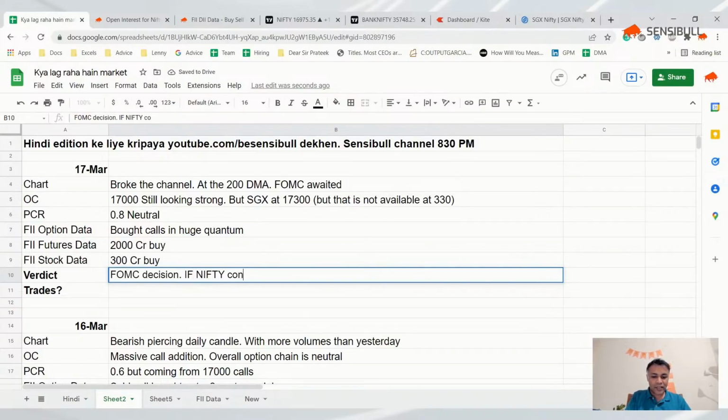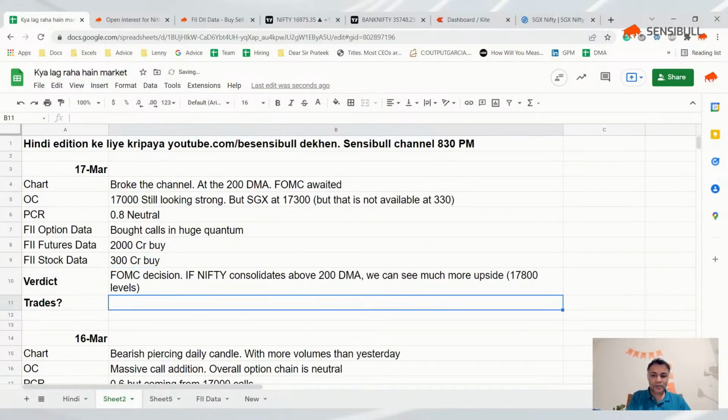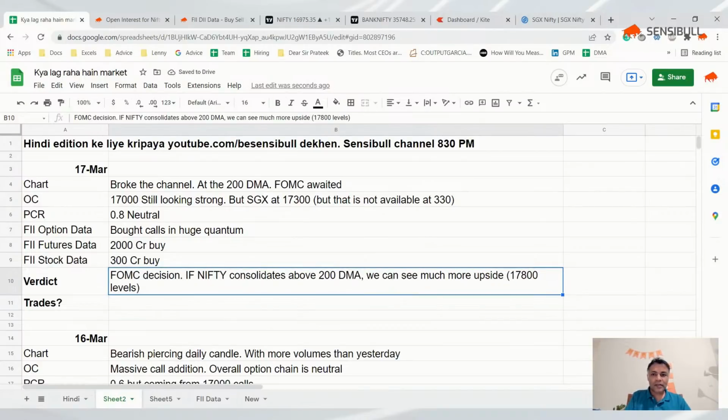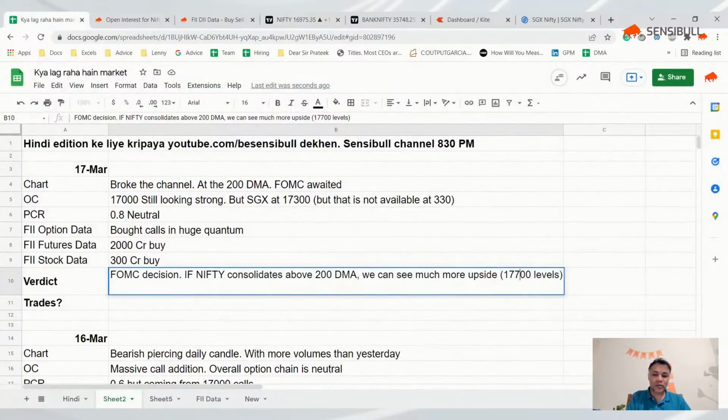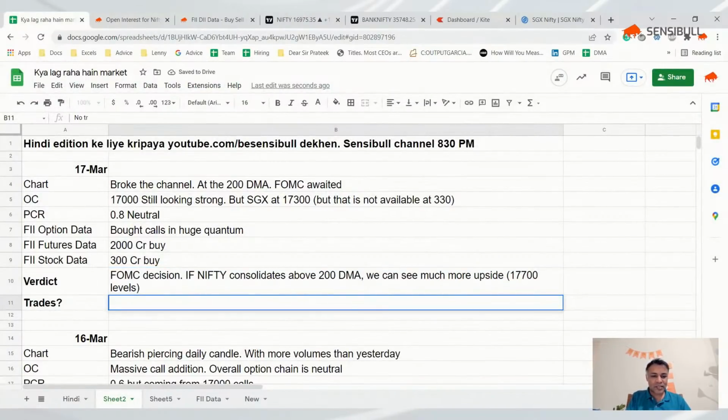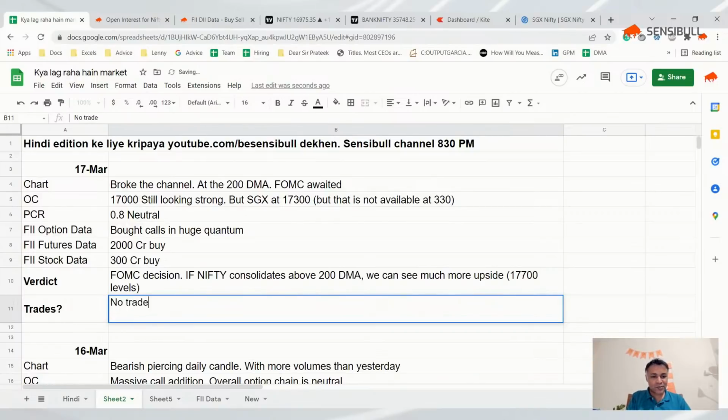If Nifty consolidates above 200 DMA, we can see much more upside, maybe 17,800 levels, or let me just double check that. Yeah, this is 17,630. Yeah, 17,700 levels can happen if it consolidates above 200 DMA, right? Finally, trades, no trades, because ye thoda event gambling ho gaya na kal. So wait and watch. 200 DMA.